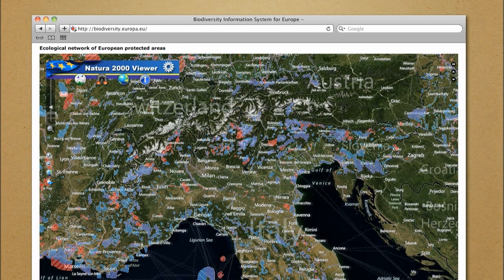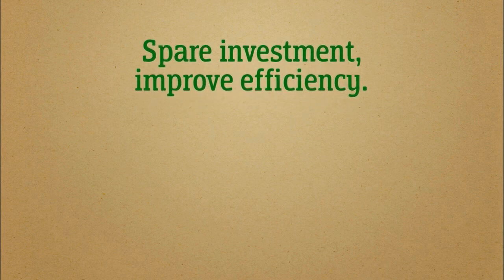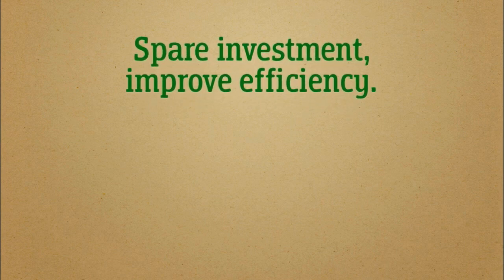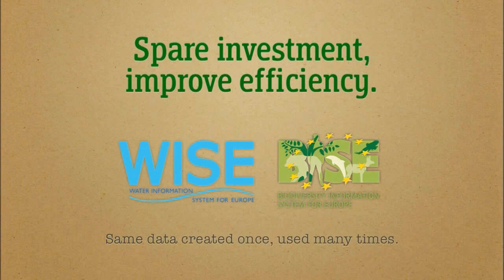With these two examples, we see how SDIs help in answering specific end-user questions through retrieving on-demand persuasive maps with up-to-date information. This represents a much more efficient way of spending public money, especially in a time of repeated national debt crises. WISE and BIS show how the same data can be shared by different systems for different purposes using web service interfaces and open standards for information exchange. The idea is to create each dataset once and reuse it as many times as possible.